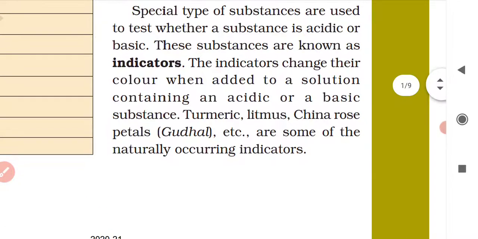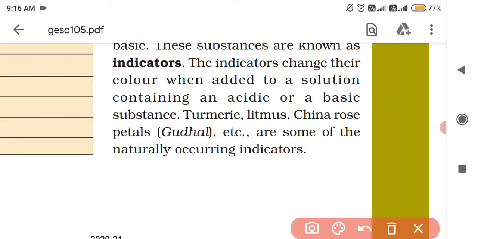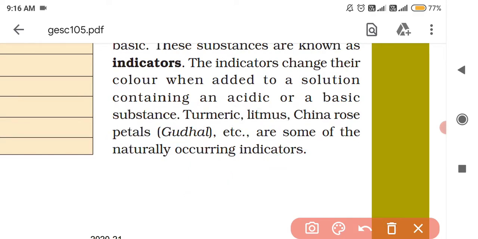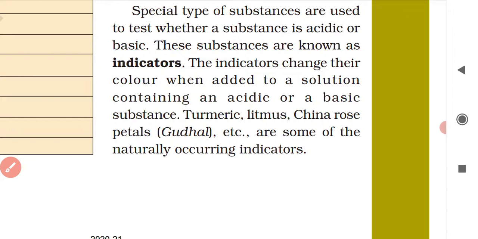Indicators, as we discussed from the definition in the last class, are a special type of substances which are used to test whether a substance is acidic or basic. Basically, an indicator is a dye. It is a dye that changes its color when it is put into an acid or a base. Indicators give different colors in acid and base. So indicators tell us whether the substance is acidic or basic by changing color.